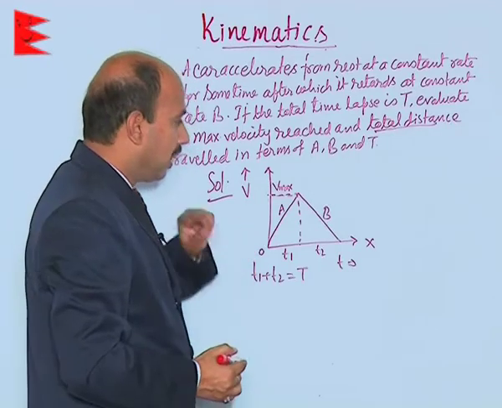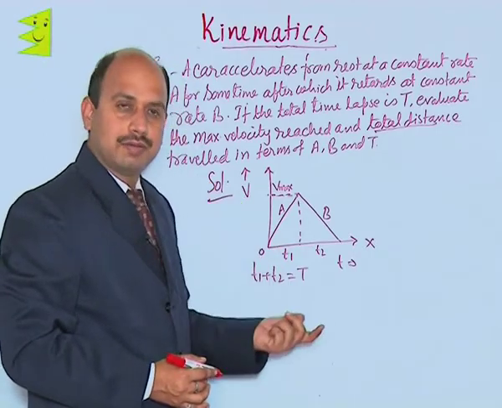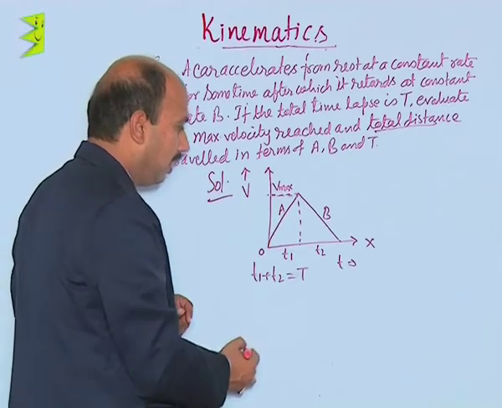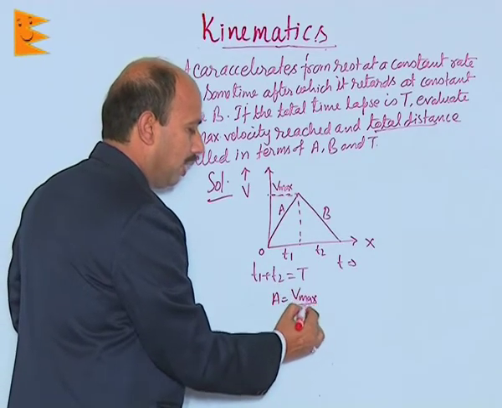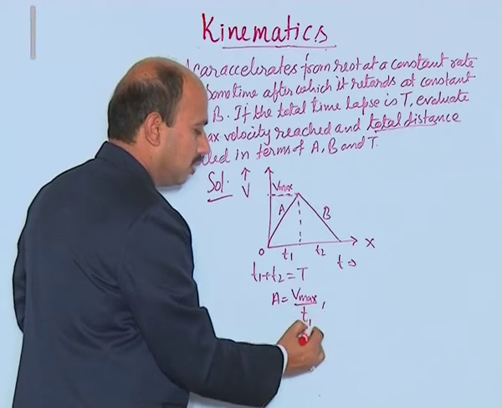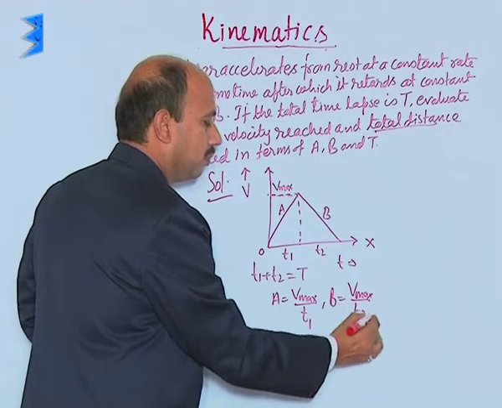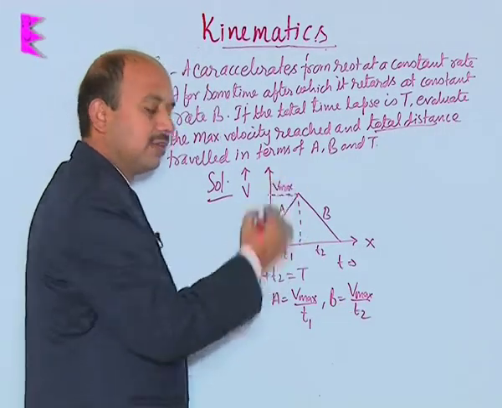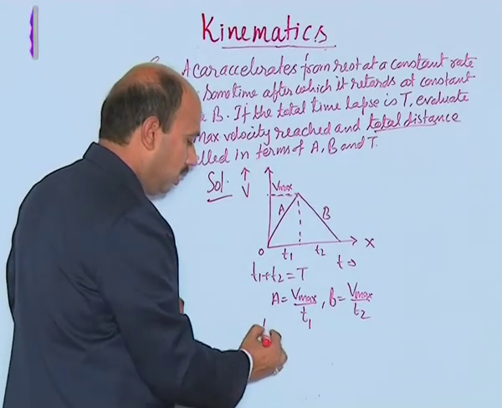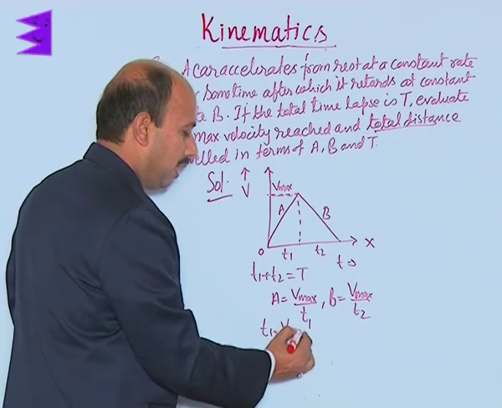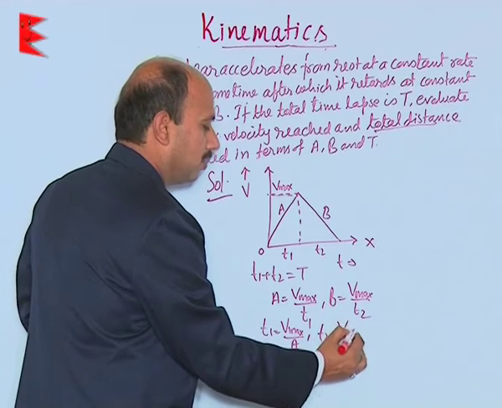For the maximum velocity we will be using the concept of slope of the graph. So see here, we can simply write a is equal to v max upon t1 and here we can write b is equal to v max upon t2. This is the slope for this part, slope for this part. We can get the value of t1 and t2 from here. So t1 is equal to v max upon a and t2 is equal to v max upon b.